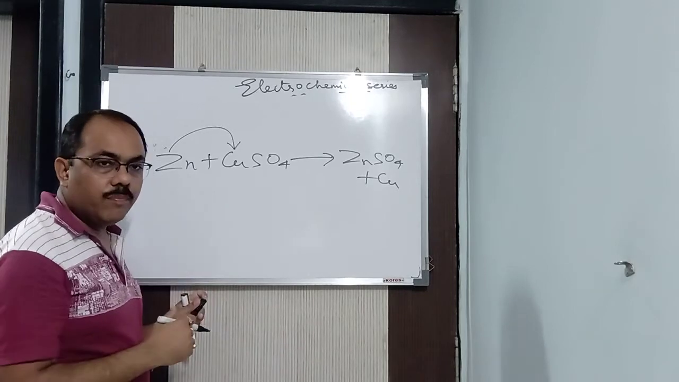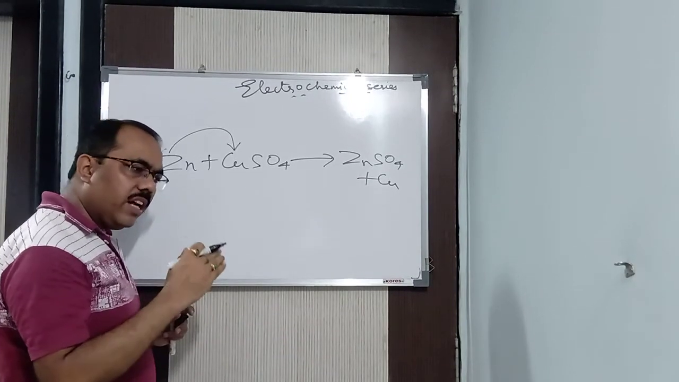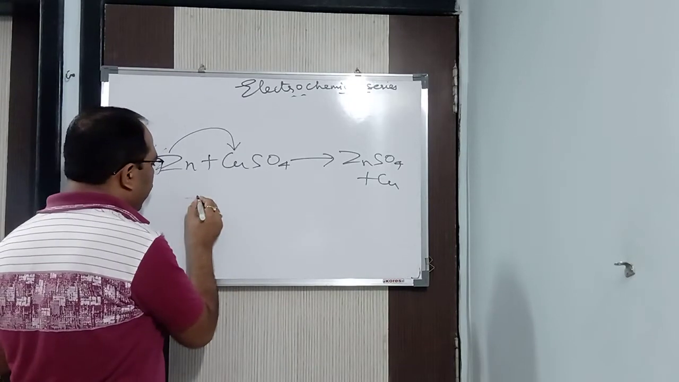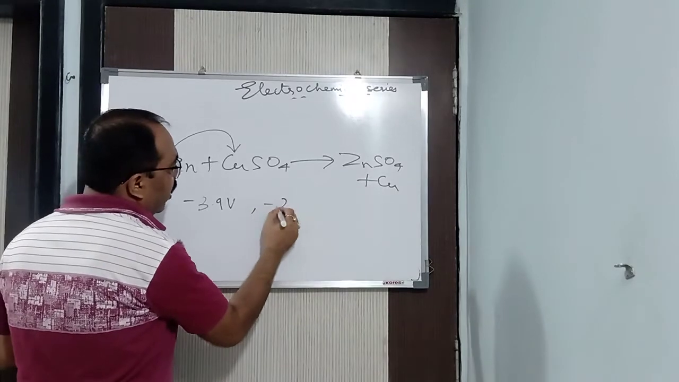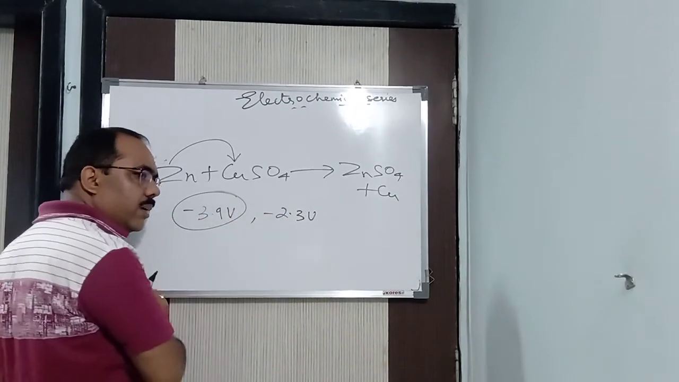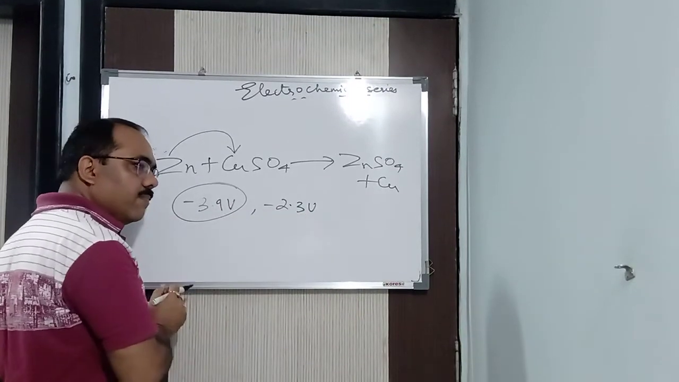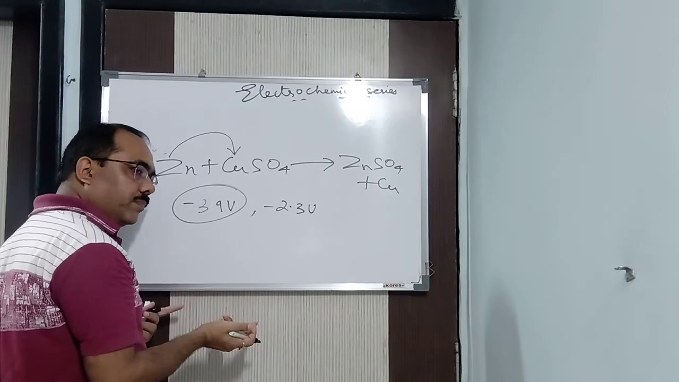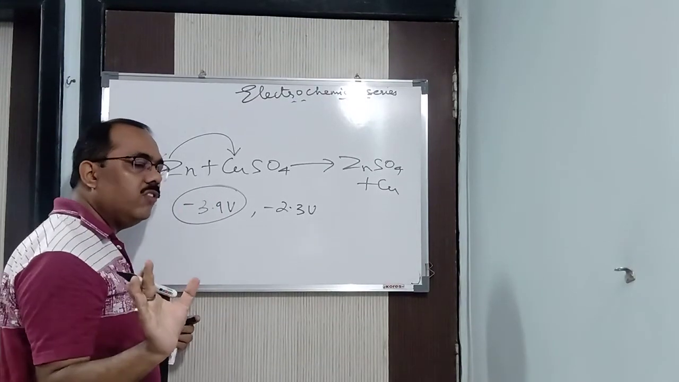Suppose both are negative. Then what will I do? The one whose negative value is more. Suppose one negative value is minus 3.9 volt, and another negative value is minus 2.3 volt. Definitely this is more, so this is going to displace this element. Finished. Because this is more reactive than this. So always you need to see the electrode potential.